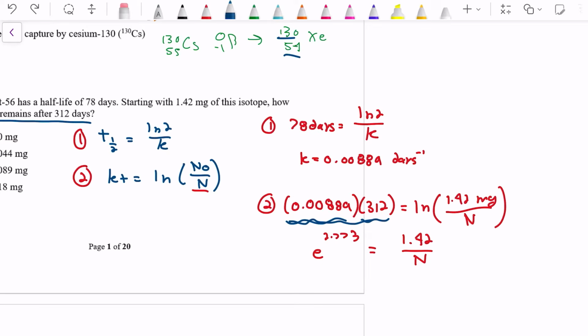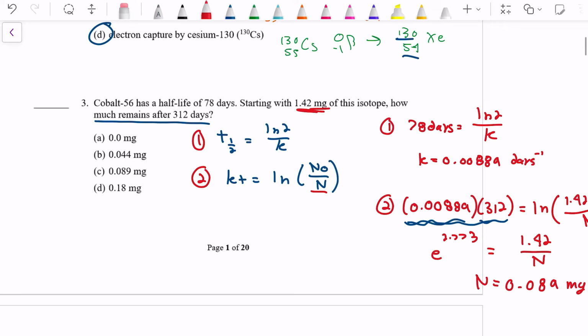1.42 divided by 16. If you solve this algebraically, you will get n equals 0.0889 milligrams. I know it's milligrams because that was the units of the other one. 3C.